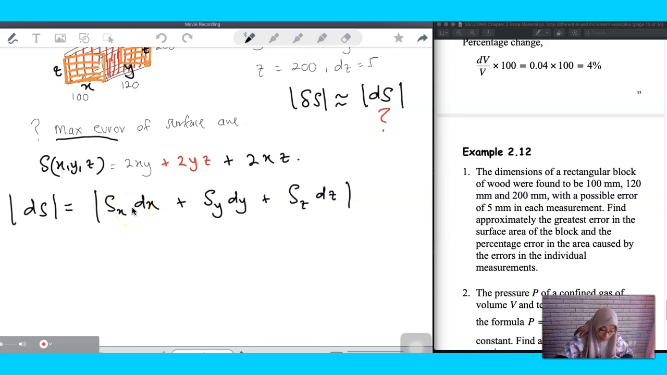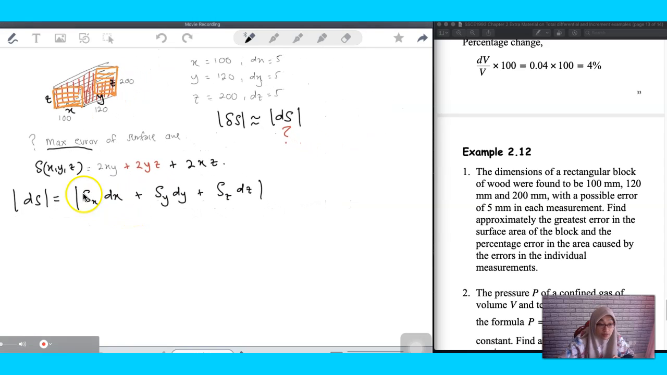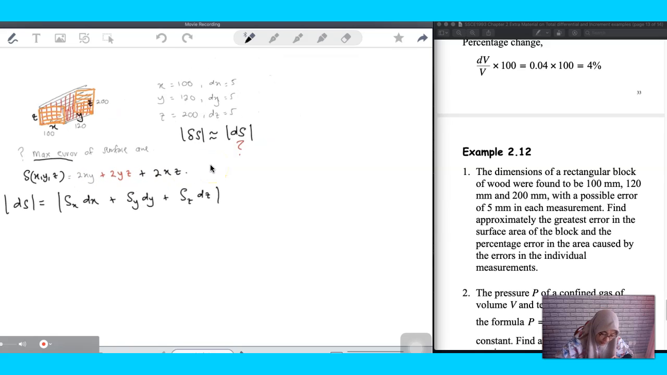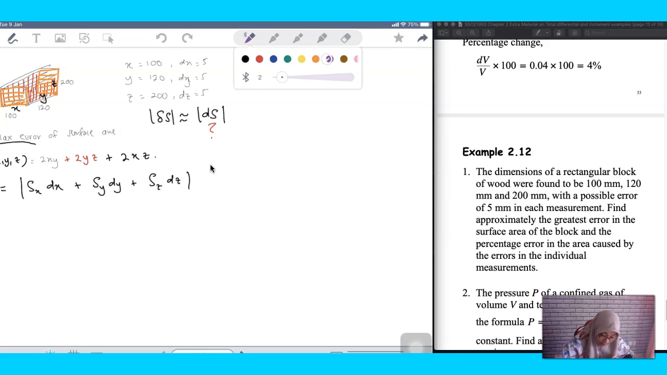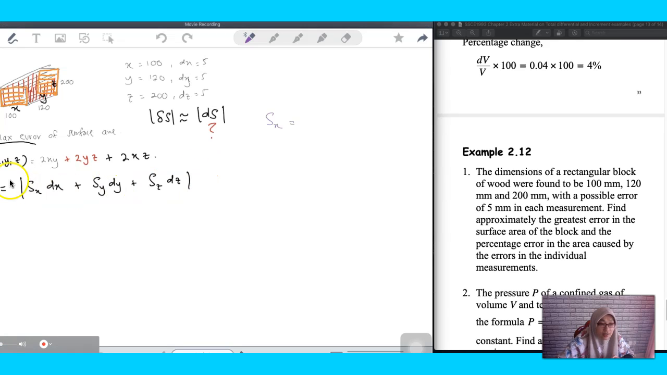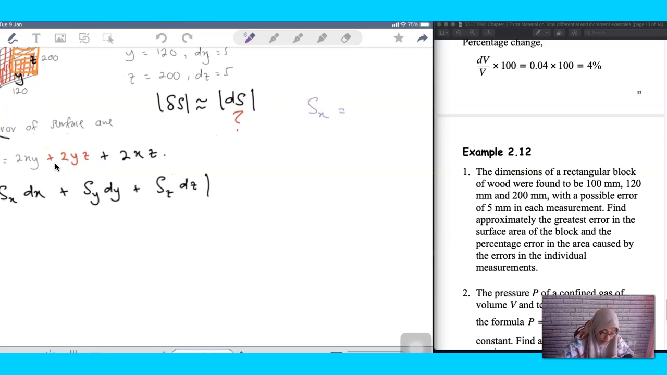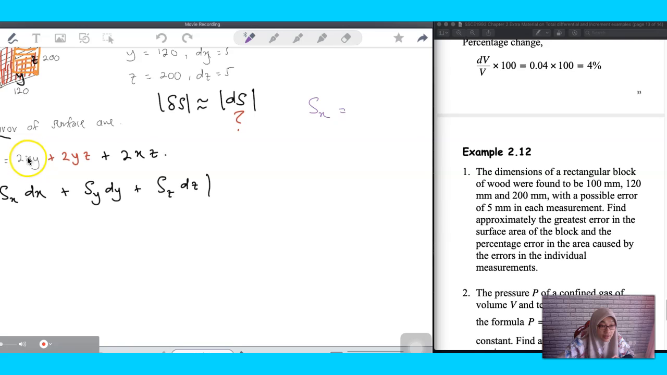Okay, so now you want to get the partial derivatives of s with respect to x, y, and z. First s_x, differentiate s with respect to x. You have x there, so differentiate x, you get 1, so you have 2y. And you can't see the x here, so these are all constants, so we get 0. And this one, we can see x here, differentiate x, you get 1, so you have 2z.